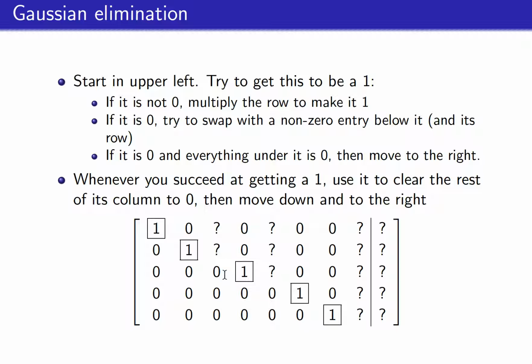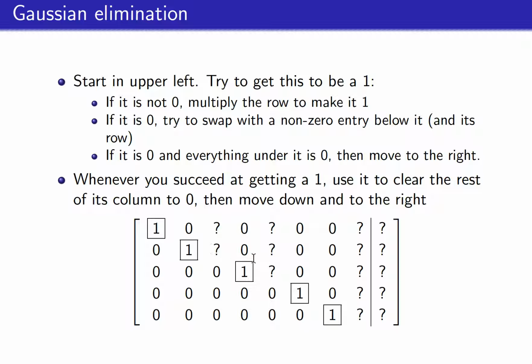I go down here, try to make this one a 1. And if this is a 0 and everything under it is also 0, then these can't be done, and I have to just abandon this and move to the right. That's what this says. Move to the right. And I try again, try to make this a 1. Maybe this succeeds. I use it to clear it to 0. Go down to the right. Let's say this one, there's a 0 and everything underneath it is 0. Again, you abandon it, move to the right, and so on until we're done. Notice, by the way, that you might have some columns that you don't reach. That's fine. All right, so this is what's called Gaussian elimination.